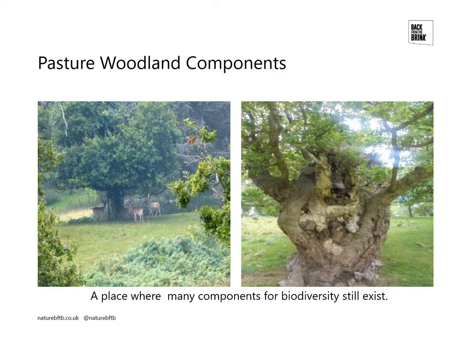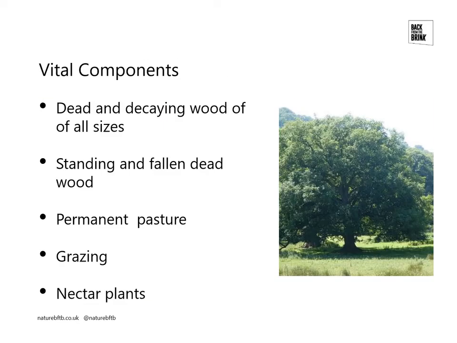So the pasture woodland have many components which sadly we are losing across the wider landscape, but it's important that we do try to rebuild them back into the broader landscape rather than just in little pockets, because these insects and birds need to be able to travel and colonize and then eventually cover the whole country. And those vital components include dead and decaying wood of all sizes, standing and fallen dead wood, permanent pasture, grazing, and nectar plants, and that includes hawthorn and many of the umbellifers. They are the plants that are in flower just at the time when many insects that come out of the tree are actually looking for food, and the nectar is what it needs.